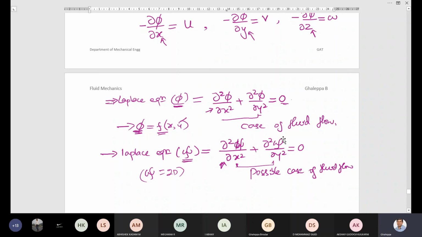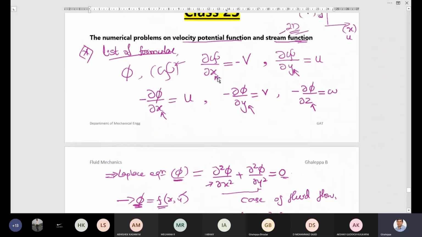So these are some of the functions and formulas required for solving the numericals on velocity potential function and stream function.